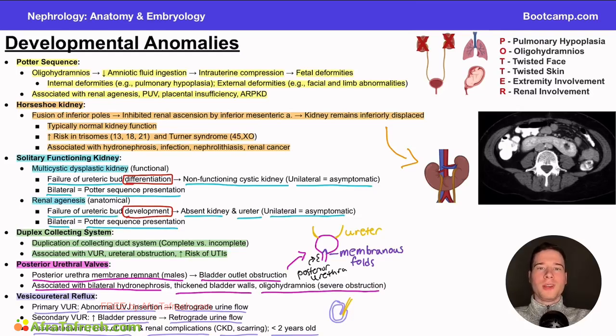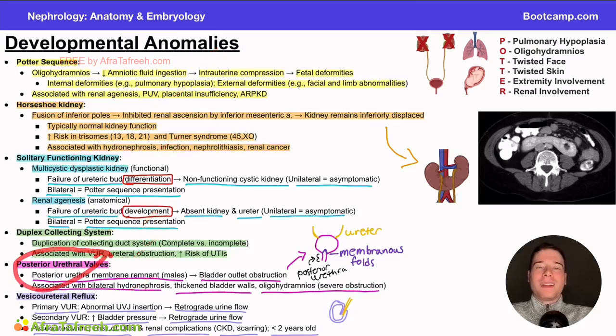So a classic patient presentation they could have for these pathologies includes something along the lines of a newborn patient who is born at 39 weeks. Upon delivery, the patient is gasping for air and appears slightly cyanotic. The question then goes on to ask, which of the following congenital anomalies is most likely in this patient given his presentation? And the correct answer here, although you might be considering all of these options such as Potter sequence, horseshoe kidney, solitary functioning kidney, duplex collecting, posterior urethral valves, and vesicoureteral reflux, would be the posterior urethral valves.